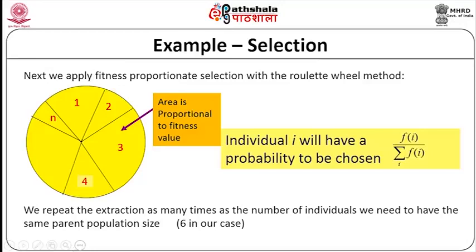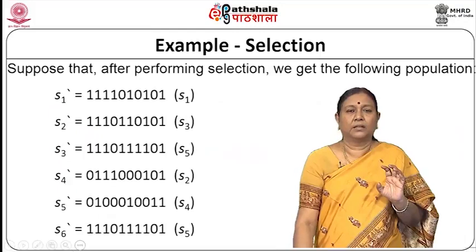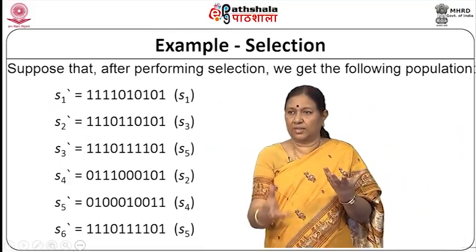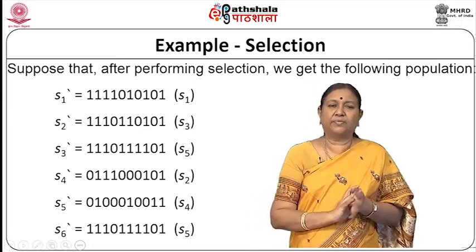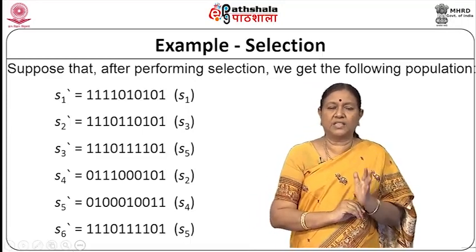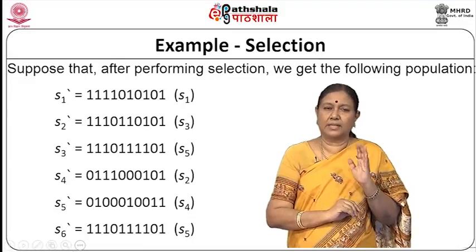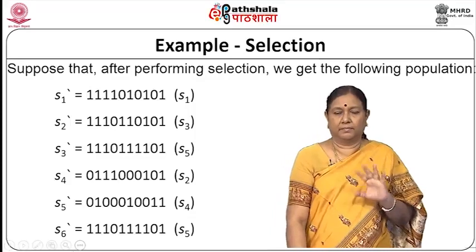So, that means we have to choose the parents accordingly. We have to choose 2, 2, 2, 2, 6 times. So, the idea is we have to choose 2 parents, any 2 parent individuals, 6 times. So, we have to choose the parents appropriately. Okay. So, suppose that after performing the selection according to the roulette wheel, we get the following population. So, S1 dash is the population after the selection; these are the selected people.